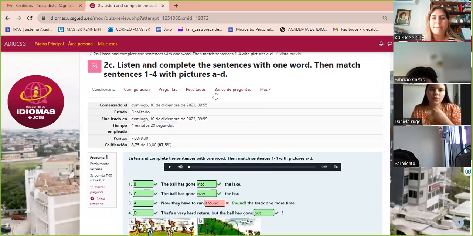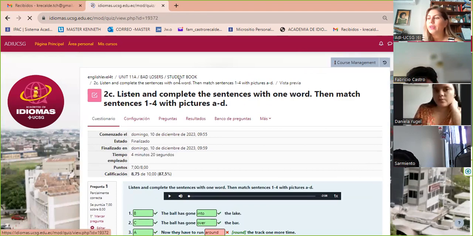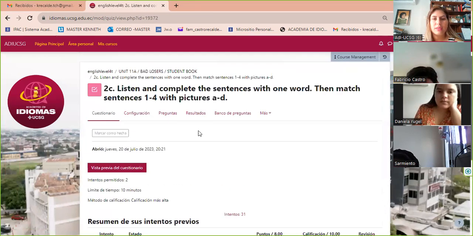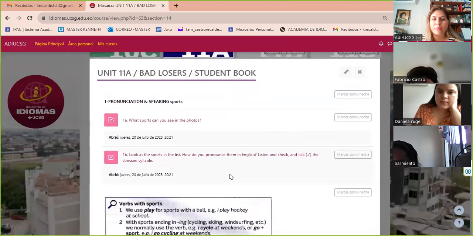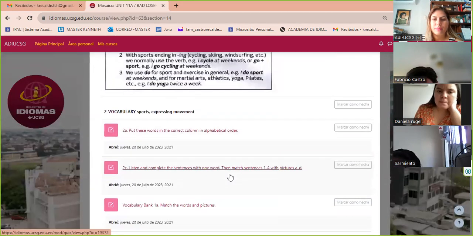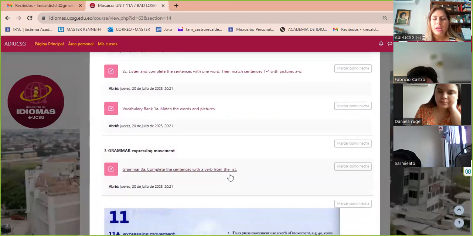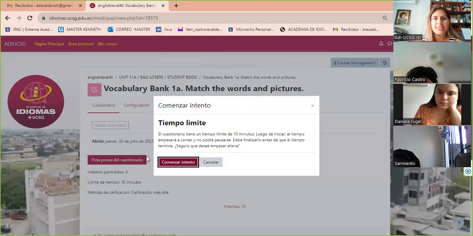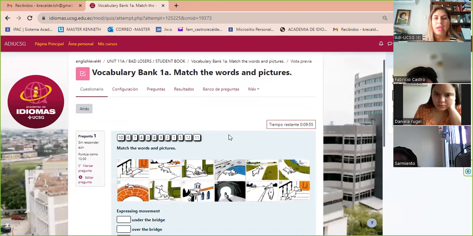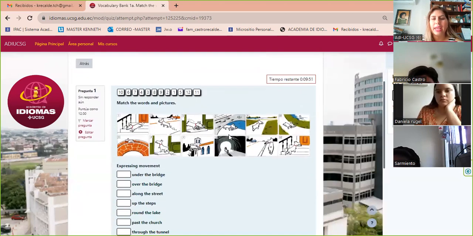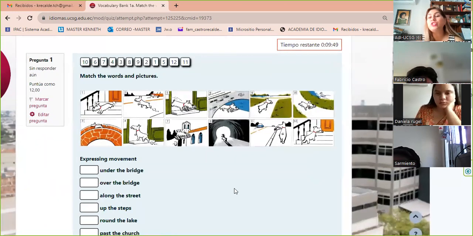Okay, sweeties. Let's see. Now we're going to check the vocabulary, match the words and the pictures. We are in exercise 11A, vocabulary bank 1A. So we have the prepositions.